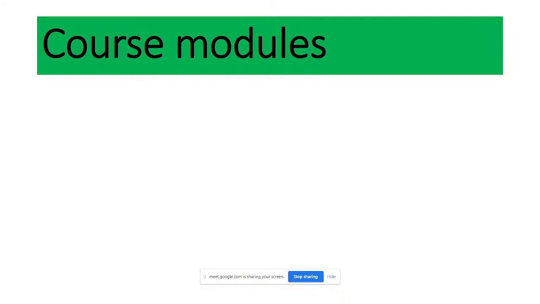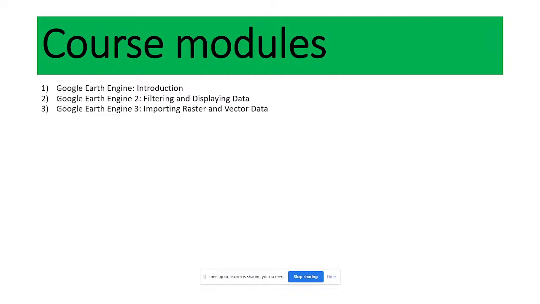First of all, I will try to discuss all of the course modules, what you will learn after completing the total 7 days online training program. First, the introduction to Google Earth Engine platform. Then how you can easily filter and display different types of satellite data like Sentinel data, as well as Landsat and MODIS. I also try to show you how you can easily import raster and vector data.